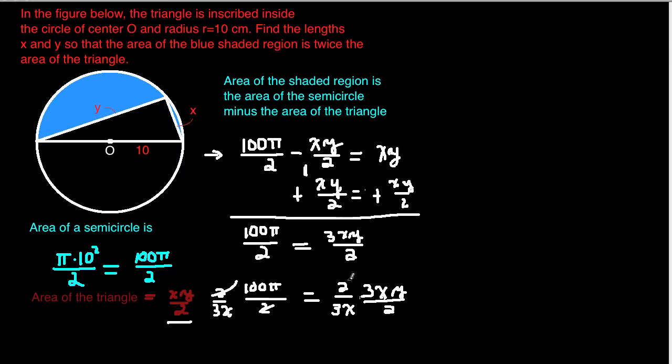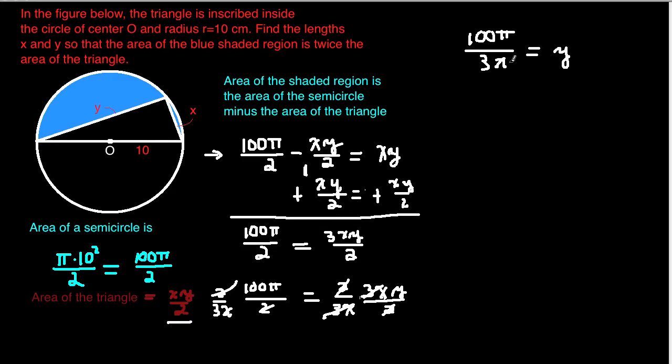Okay, so these 2's cancel. The 3x cancels with this 3x. So what do we get over here? We get 100 pi over 3x equals y. So this is solving for y in terms of x. That 100 pi over 3x is equal to y.